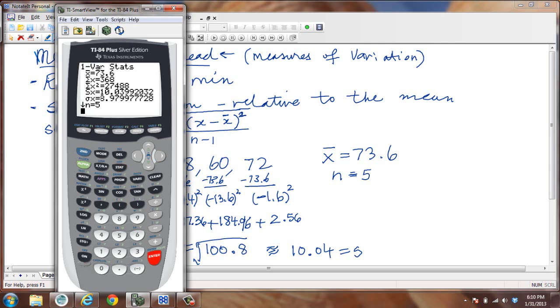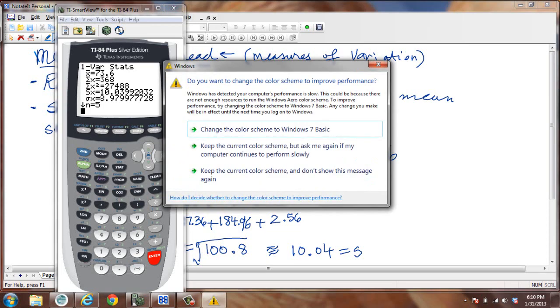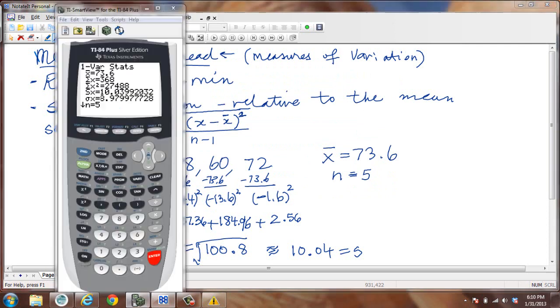Hit enter, and if you see right there S sub x, that S sub x tells me that's the standard deviation for my sample, and that is 10.0399, 10.04, which is exactly what I got. Okay, so to get the standard deviation on the calculator, you're going to put the data in the list, then do one variable statistics on that list, and you can see your standard deviation right there.